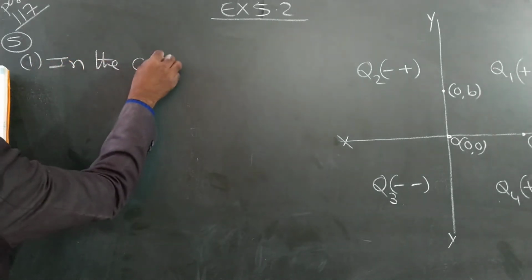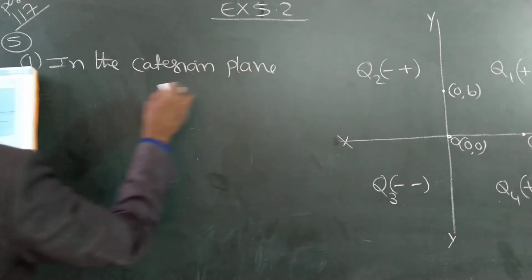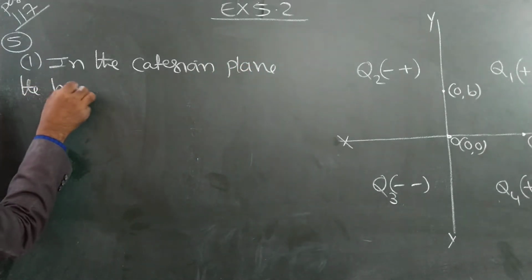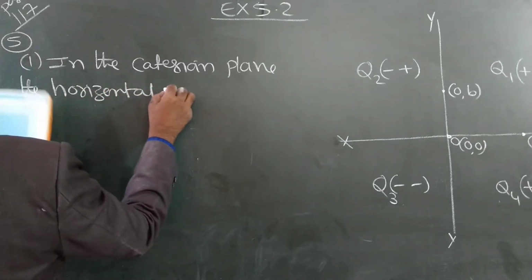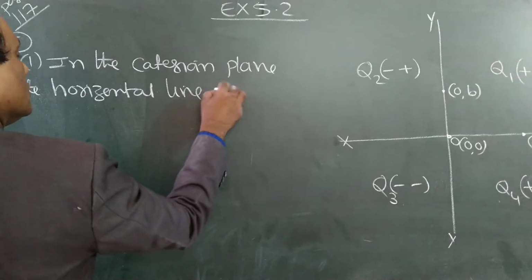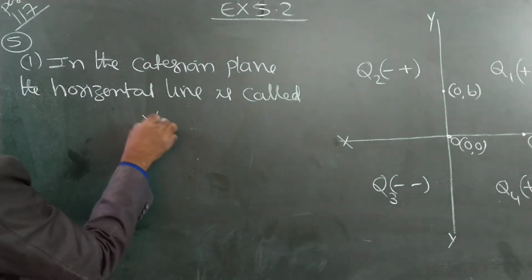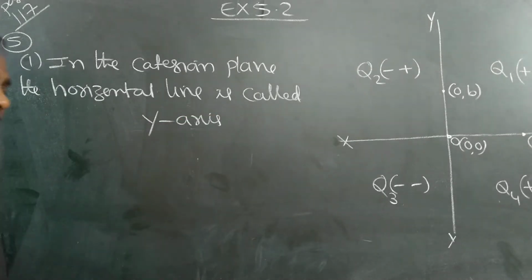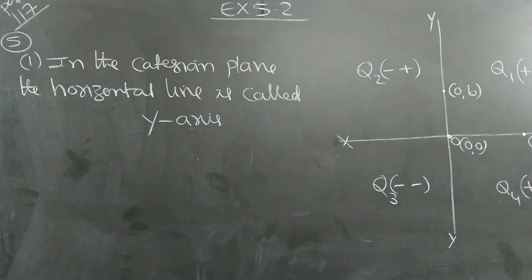In the Cartesian plane, the horizontal line is called y-axis. True or false? Students, tell me, true or false? Jogipet branch, yes. So is it true or false? Tell me.